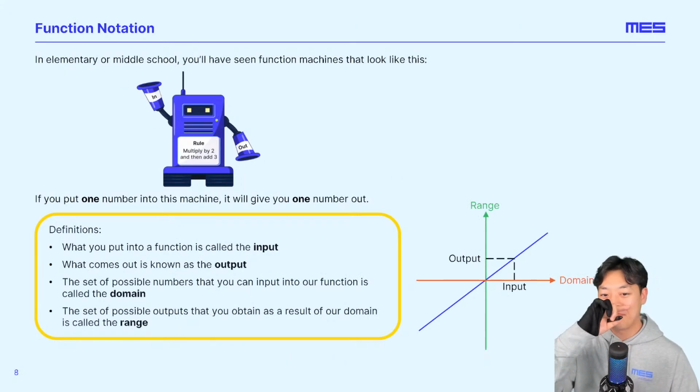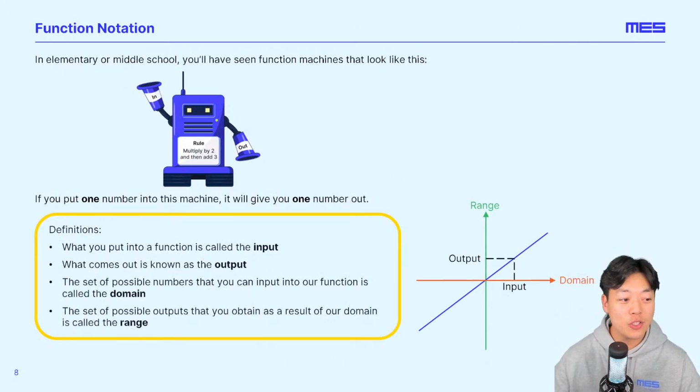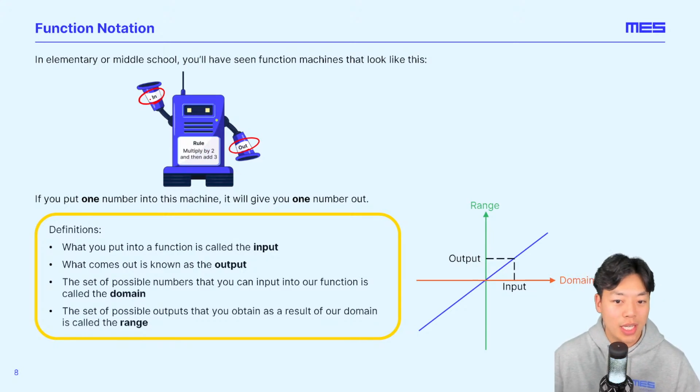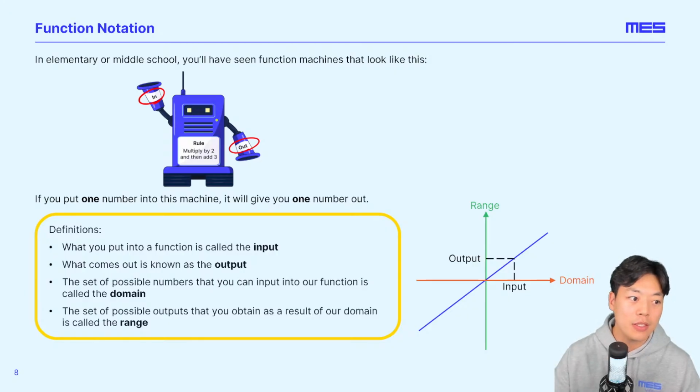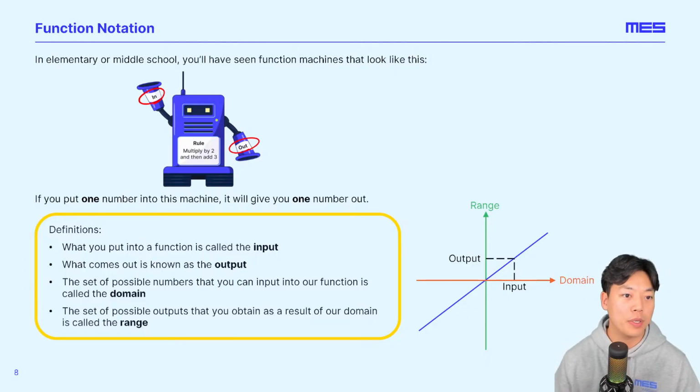Here we go. So, function notation. In elementary or middle school, you'll have seen function machines that look kind of like this. We have some input and we have an output, and we have some rule that assigns each input to its unique output. You can think about a function as a rule that assigns whatever is inputted into it to a specific output. If you put one number into this machine, it will give you one out.